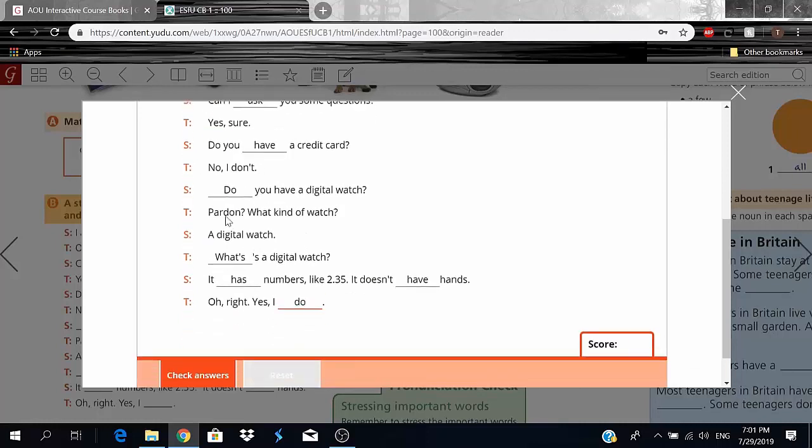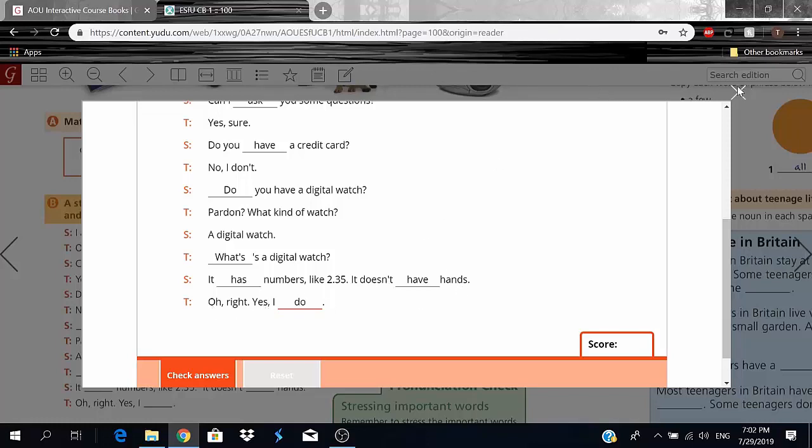Okay, pardon. And the word pardon here, it's sort of similar to excuse me, right? So when you don't understand someone, for example, and you want to grab their attention, you say excuse me, or you say sorry, or you can say pardon me, okay, or pardon, okay? So what kind of watch? A digital watch. What's a digital watch? It has numbers. For example, 2:35. It doesn't have hands. And she says, oh right, yes I do.